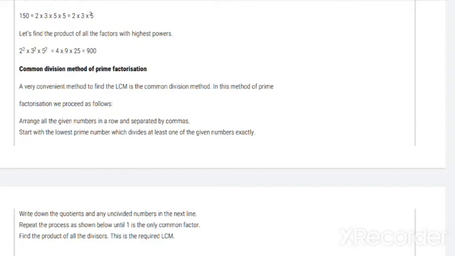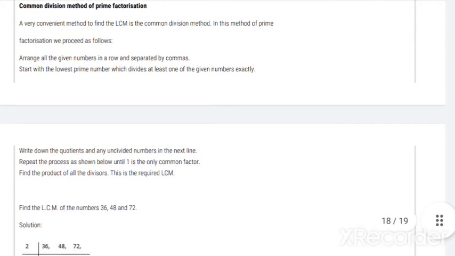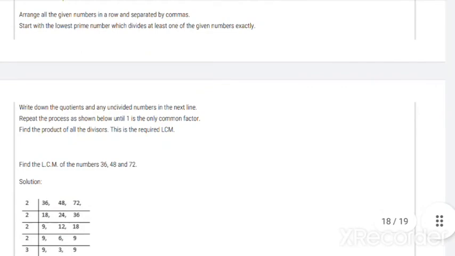Start with the least prime number which divides at least one of the given numbers exactly, and write down the quotients and any undivided number in the next line. And children, repeat the process as shown below until 1 is the only common factor. And last, children, find the product of all the divisors and you will get the required LCM.